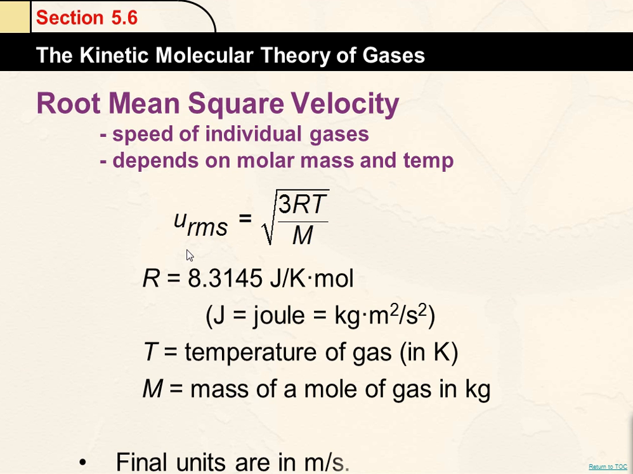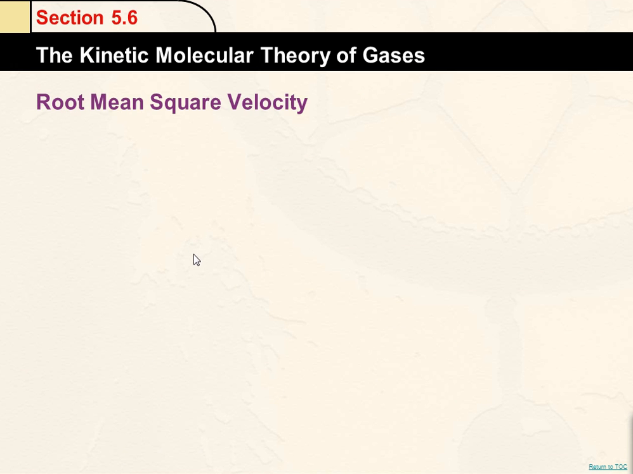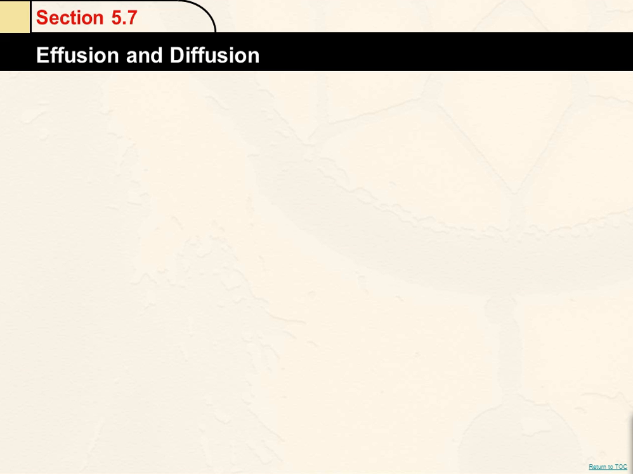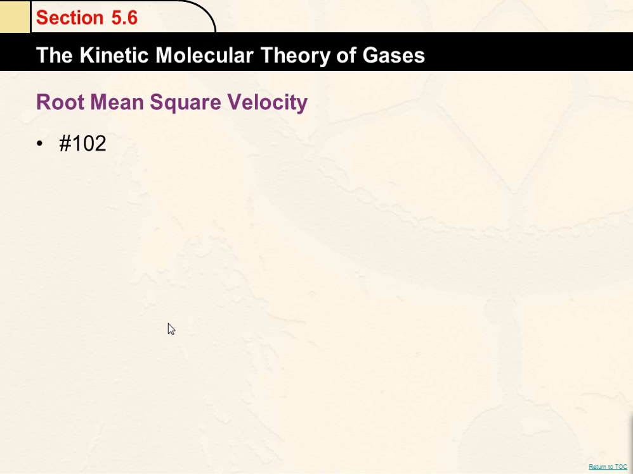So if you turn your books to chapter 5, at the end of chapter 5, we're going to do problem number 102. In this problem it says, I have 1 liter gaseous samples of H2, hydrogen, Xe, xenon, Cl2, chlorine, and O2, oxygen, and they're all at standard temperature and pressure. It says first, rank the gases in order of increasing average kinetic energy.